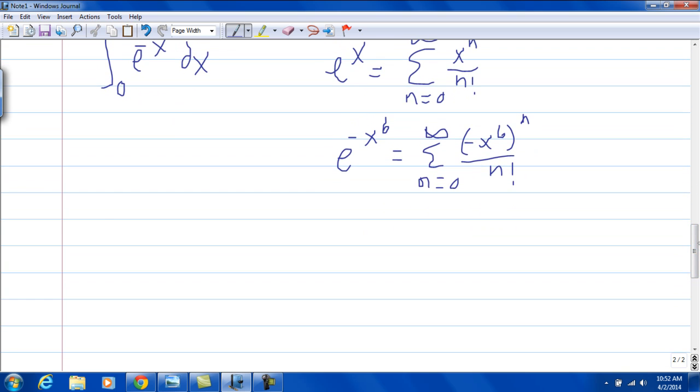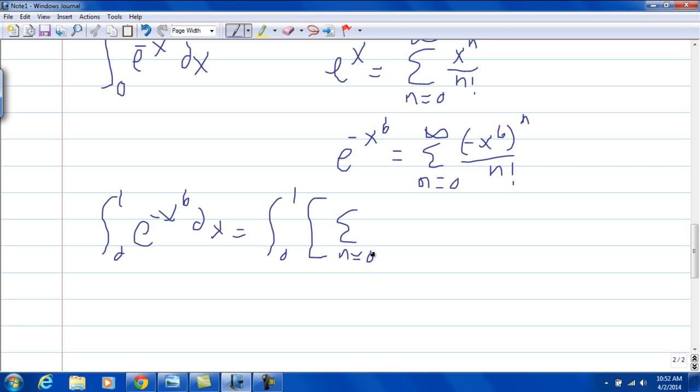So what we have then is that our integral from 0 to 1 of e to the negative x to the 6th dx will become the integral from 0 to 1 of the summation as n goes from 0 to infinity of negative x to the 6th to the n over n factorial dx. We can re-represent it like that.